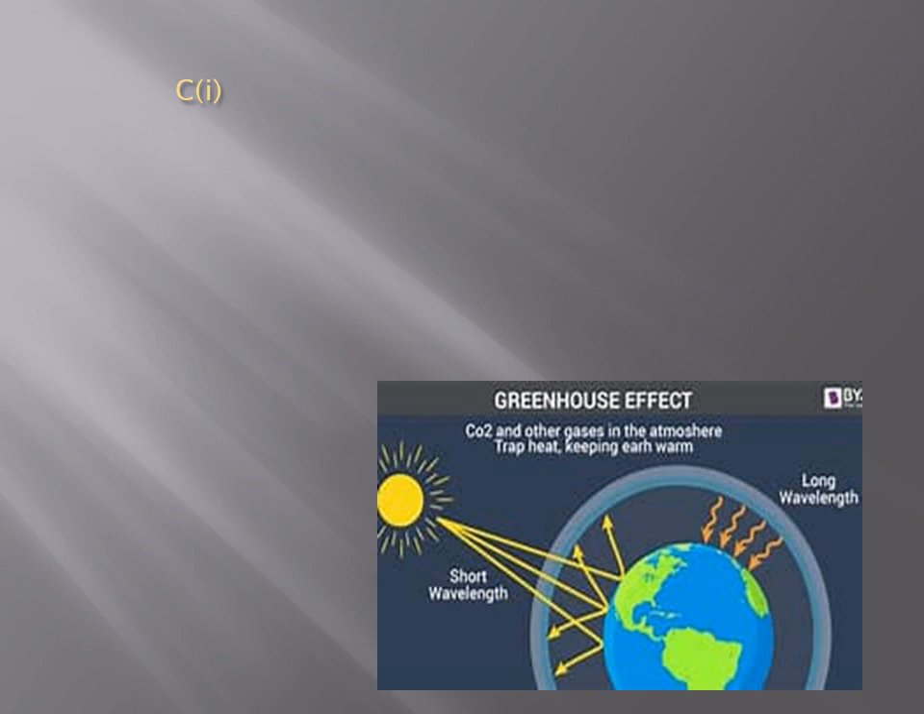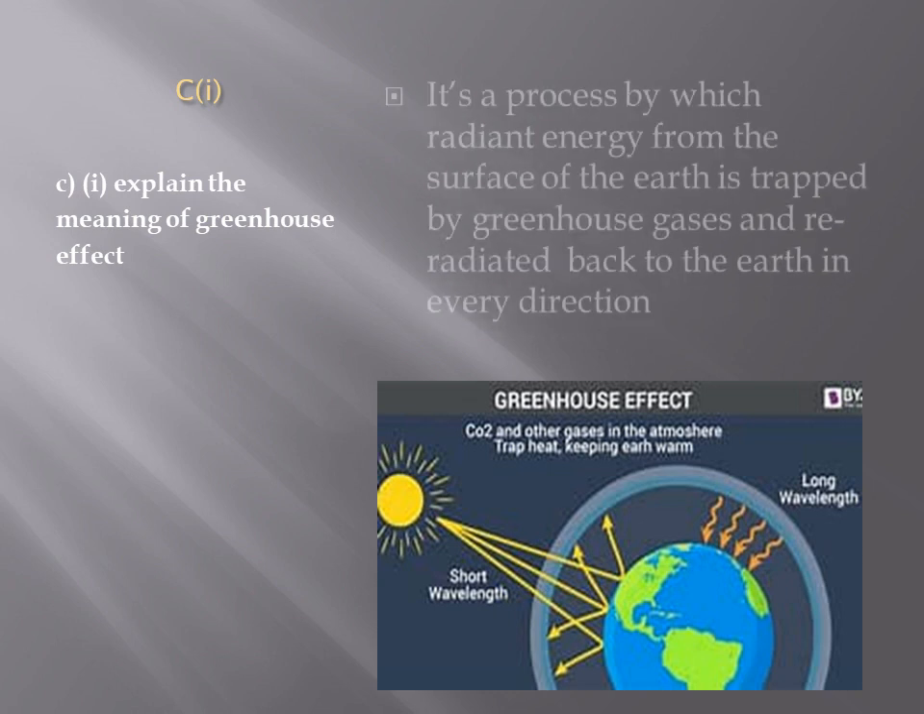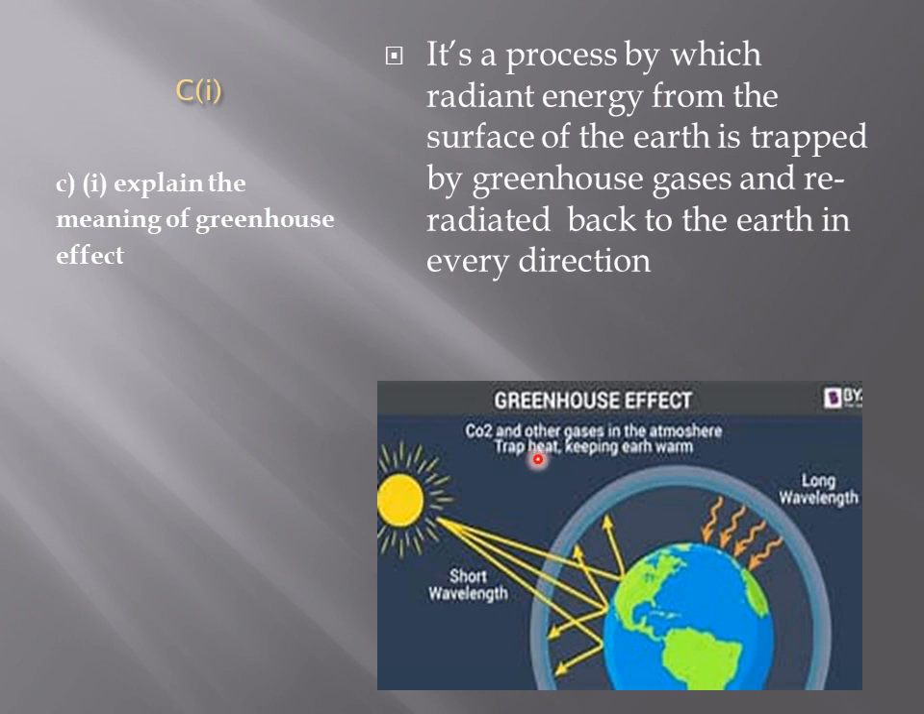We will be looking at C Roman 1. It says explain the meaning of greenhouse effect. It is a process by which radiant energy from the surface of the earth is trapped by greenhouse gases and re-radiated back to the earth in every direction.